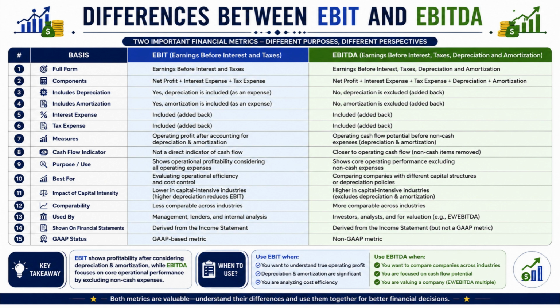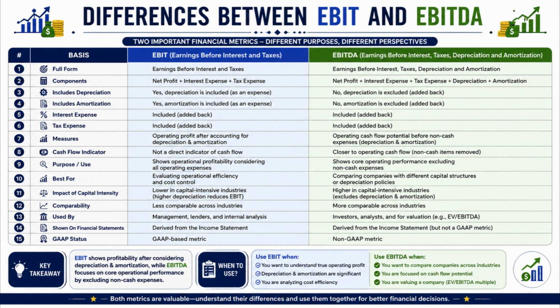core operations. Number 6. EBIT reflects earnings after accounting for both depreciation and amortization, whereas EBITDA reflects earnings before these non-cash expenses. Number 7. EBIT measures operating profit after non-cash expenses, whereas EBITDA measures operating cash flow potential before non-cash expenses. Number 8. EBIT is not considered a direct indicator of cash flow, whereas EBITDA is often viewed as a closer approximation of operating cash flow.